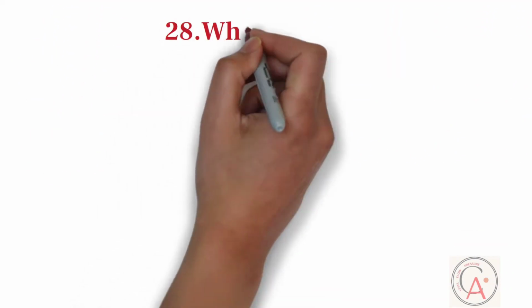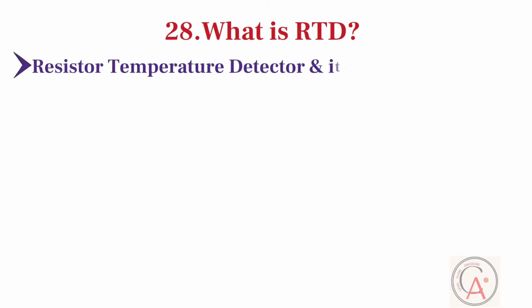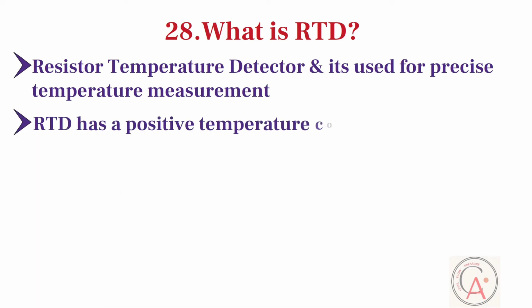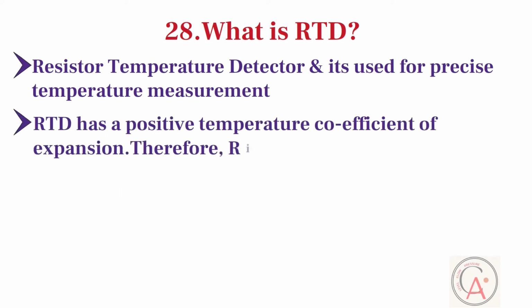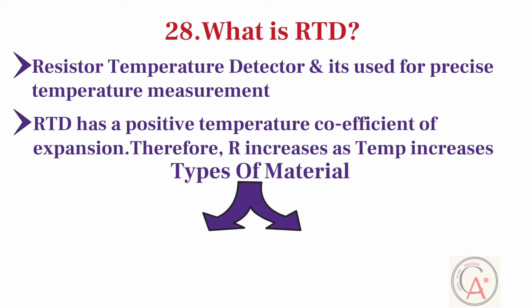Next question is, what is the RTD? RTD is resistance temperature detector, and it is generally used for precise temperature measurement. RTD has positive temperature coefficient. It means resistance of RTD increases when the temperature increases. Based on material, RTD has two types. First type is platinum. And second type is nickel.